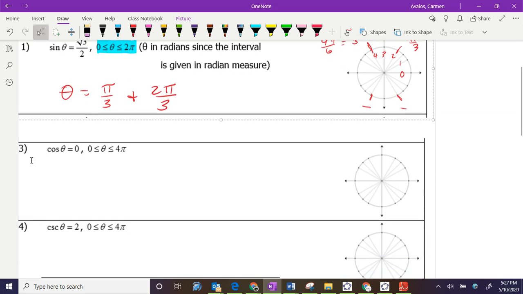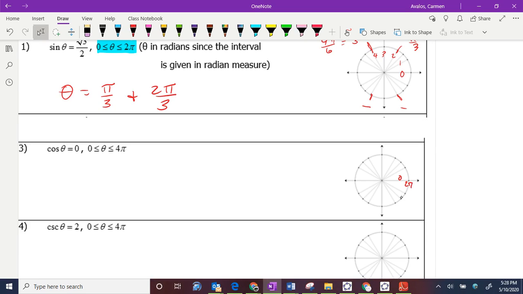Okay, now let's do this one here. It says the cosine of theta is equal to 0, but it's going to be between 0 and 4 pi. That means we go once around and again around. So we know that this here is 0, and then once around is going to be 2 pi, and then I go around again and it's going to be 4 pi.